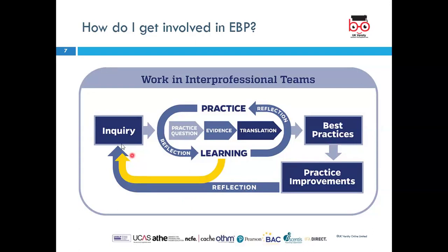And then you reflect back and you ask yourself whether you were using these best practices or not. If not, what could be the way in changing your practices? So the ultimate goal of this evidence-based practice should be improvement in your practice.